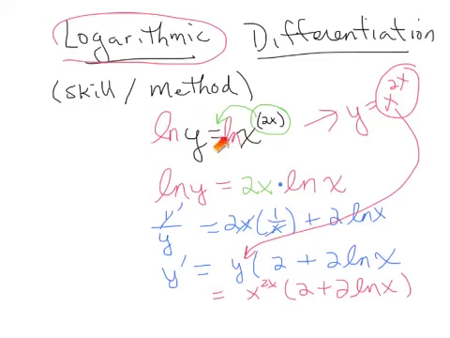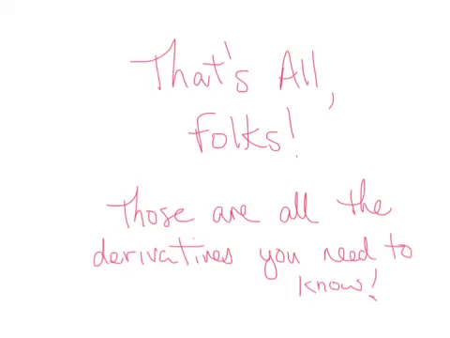All right, that's all, folks. I guess I should have the Warner Brothers theme playing right now, but those are all the derivatives that you need to know. In Chapter 3, you started out with the power rule. We went through trig functions, inverse trig functions. Now we did exponentials and logs and all these great things. We learned about implicit differentiation. We learned about the chain rule. It just went on and on.